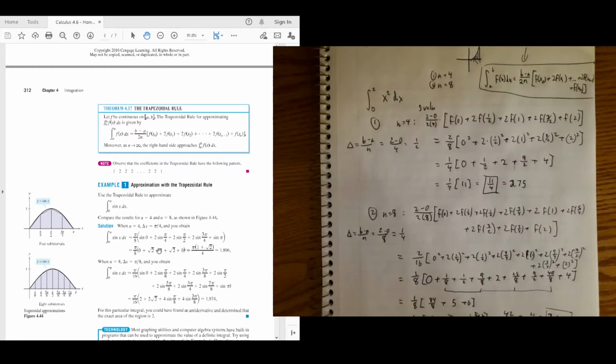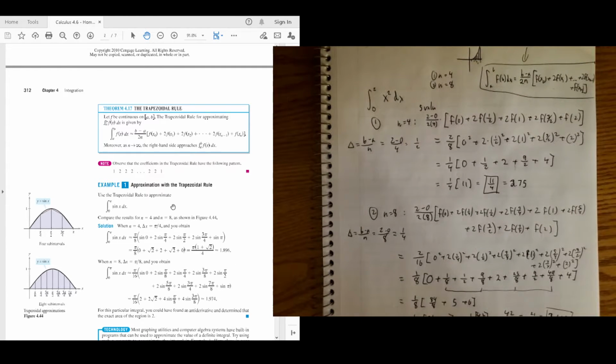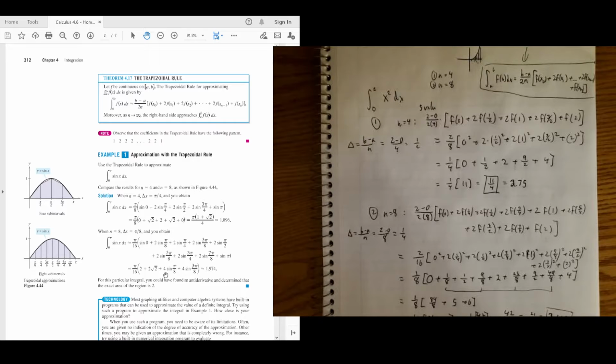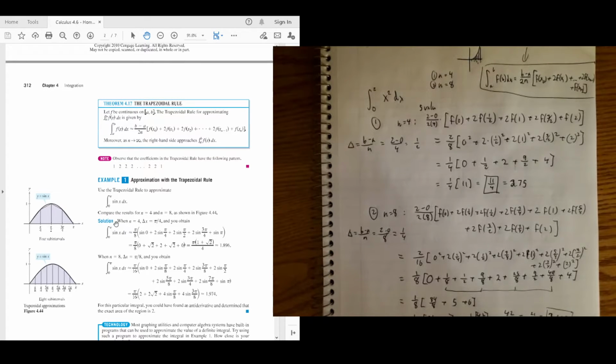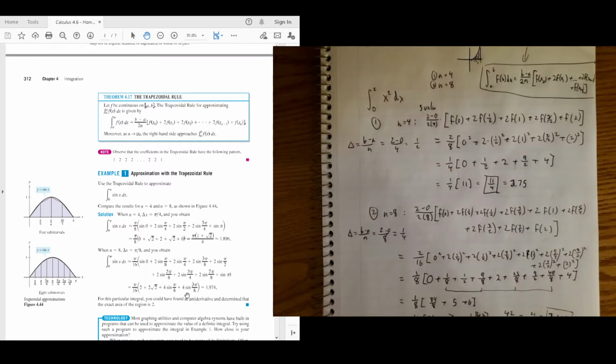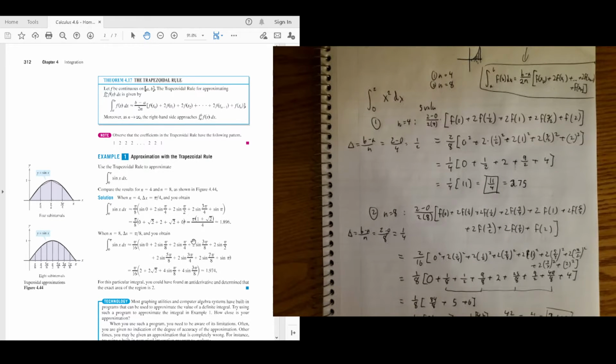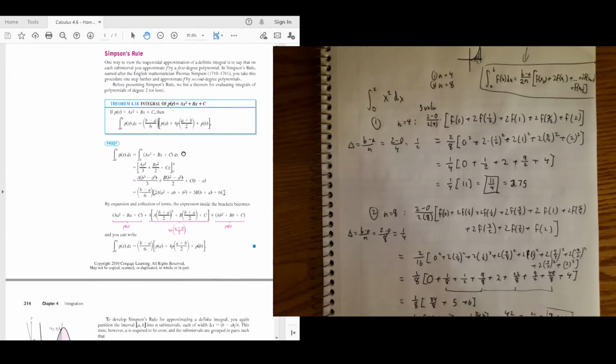And so let's look now at our next theorem. And again, there's another version of this here in the book, and you can actually see that they went through the same process with 4 and 8, and they found that it got very close to the actual value of 2. By the time they got to 8, it was again within 1 decimal place, which is pretty nice. Now let's talk about the Simpson's rule.